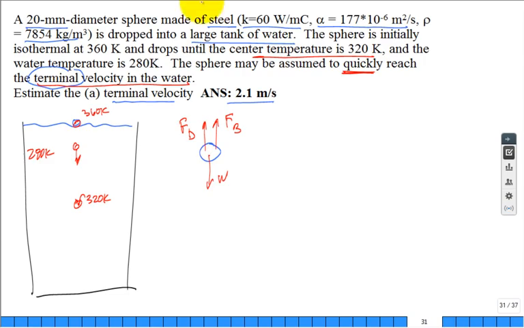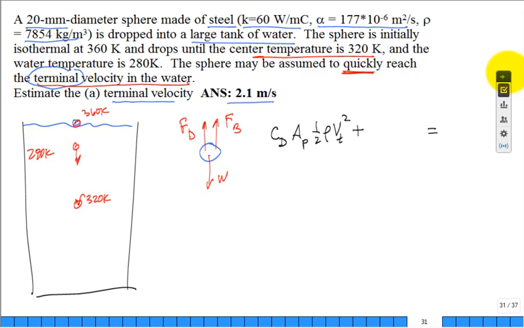So what we have is the drag force, which is our drag coefficient, our projected area, 1/2 rho v terminal squared. That's our terminal speed squared. Then we have the buoyancy force, I'm going to leave it like that, and the weight is a little easier. I'm going to move this up here. The weight will be the density of the steel, the volume of the sphere, and g. Isn't that our weight? Okay, so what about our buoyancy force? I forgot the equation for that.